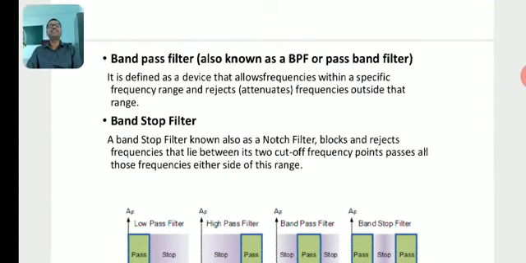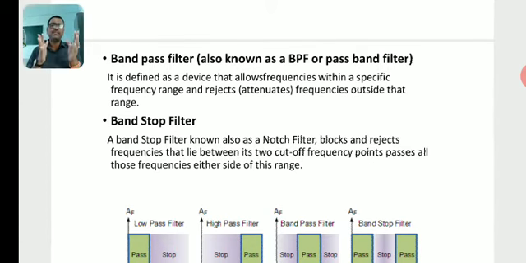Then the band pass filter, also known as BPF or pass band filter. It is defined as a device that allows frequencies within a specific frequency range and rejects, that means attenuates, frequencies outside that range.